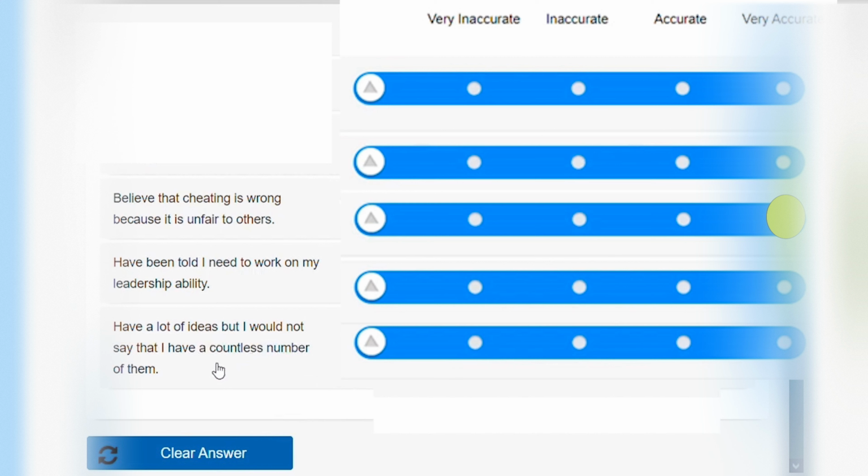Have been told I need to work on my leadership ability. Inaccurate or very inaccurate. Have a lot of ideas, but I would not say that I have a countless number of them. Inaccurate. Because the statement is not positive, so certainly I'll pick inaccurate.